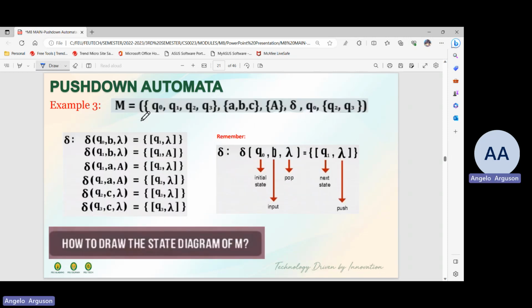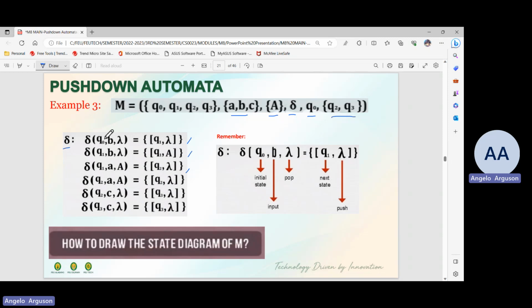Moving on, let's have another example of our machine that has Q0, Q1, Q2, and Q3 as our states. We have an input of A, B, C, and a stack of A. Here is the transition symbol. We have this initial state and the final states Q2 and Q3. Here are our transitions, derived from our transition function.